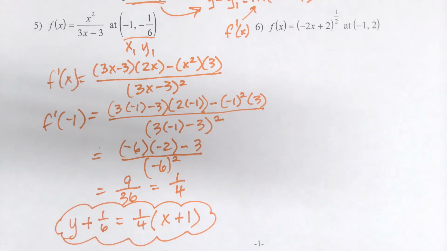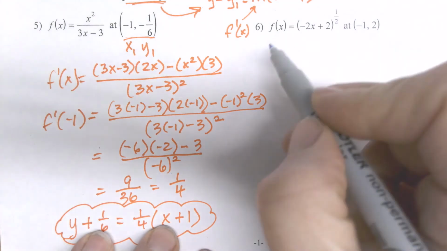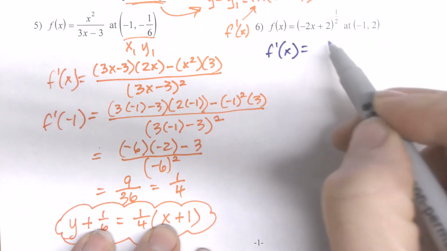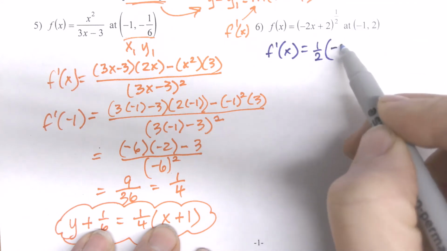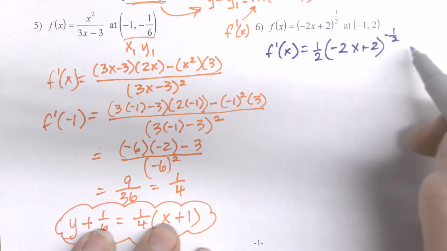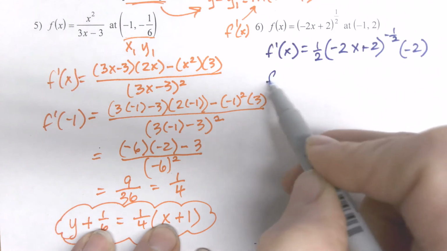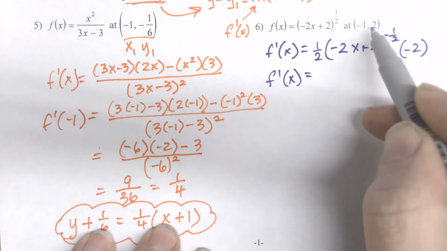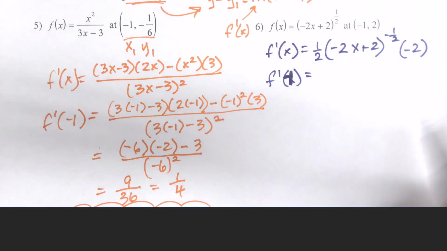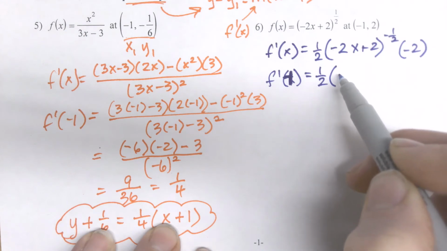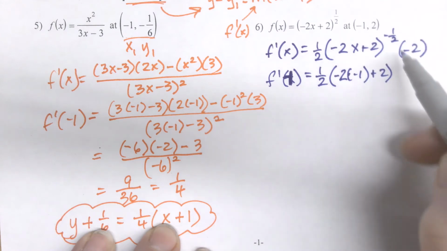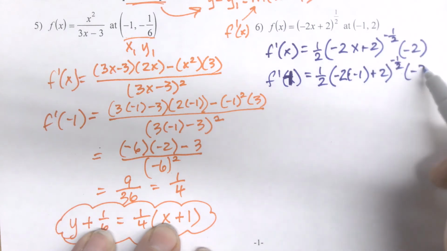Let's do the same thing. This time again I have to apply another chain rule. f prime of x, I need the slope. Slope means find the derivative. This is 1/2 times negative 2x plus 2 raised to the negative 1/2, because I do the power minus 1, times the derivative of the inside, and I need to find this value at negative 1. So this is 1/2 times negative 2 times negative 1 plus 2 raised to the negative 1/2 times negative 2.